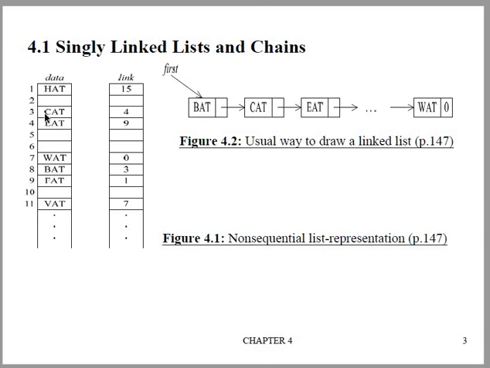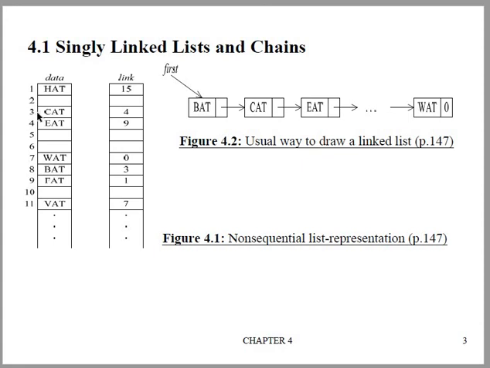Here cat is stored in the third location. That's why in this array, structure fields are shown. The data field has bat, and the link has 3, because the next node, cat, is there in location 3.